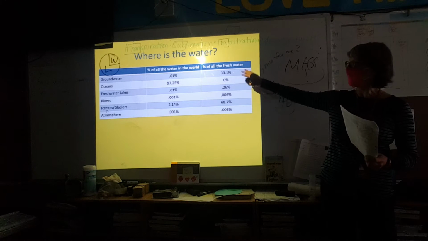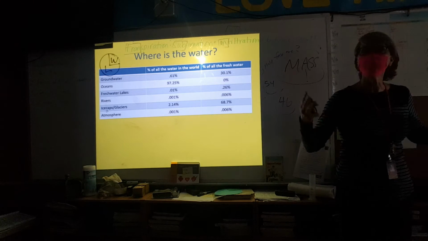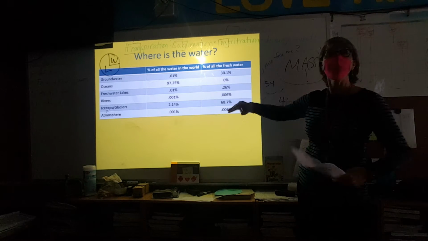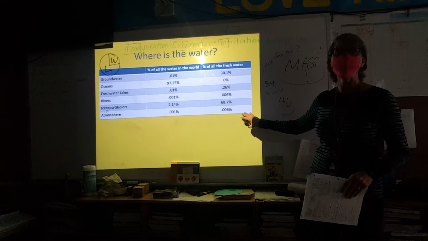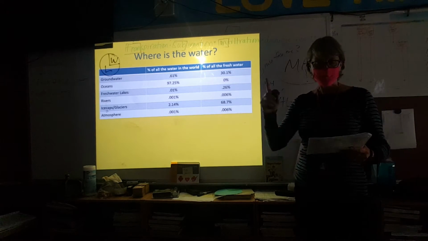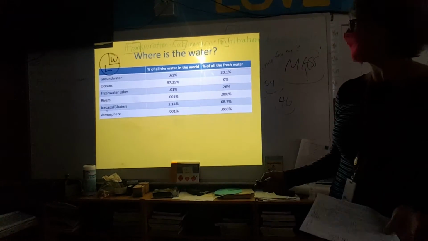So where's most of the fresh water? Ice caps and glaciers, locked up, hard to get unless it melts. And groundwater is also sort of locked up. You have to get that water out. It's hard to extract. Hang on as we go to the next slide.